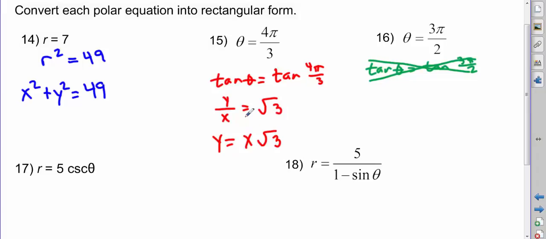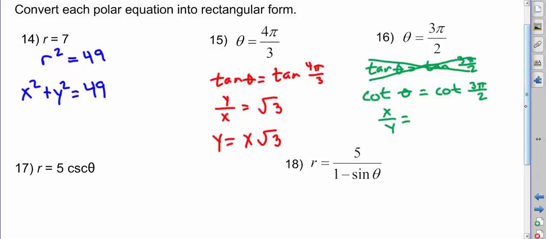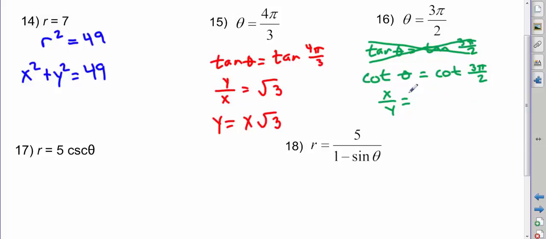All right, let me show you an alternate way if you're really into the algebra stuff. Maybe we could do a cotangent instead of doing a tangent, because I know at 3 pi over 2, the cotangent function, well, it's actually defined. And we know cotangent is x over y, so that gets rid of all the r's and the thetas and just gives us x's and y's. We like those. Cotangent of 3 pi over 2 would be exactly 0, and if you multiplied both sides by y, we'd have x equals 0.